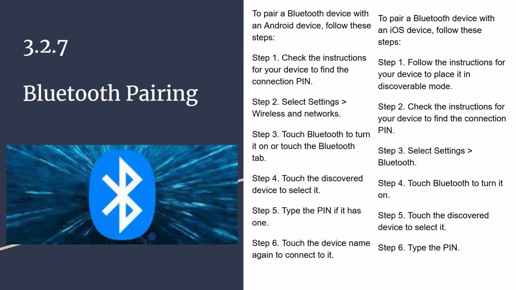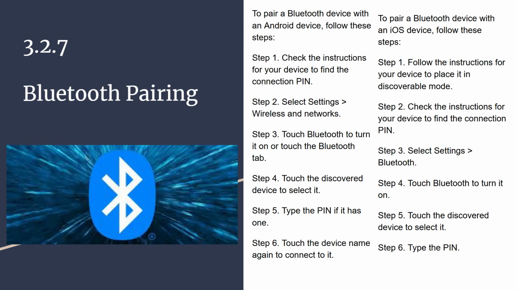Check the instructions to connect to a Bluetooth device. For Android, you have to check the instructions on your device to make sure it can connect. Select wireless networks and settings. Touch Bluetooth to turn it on, or touch the tab to make sure it is on. Touch the discovered device to select it. Enter a PIN if required, and then touch it again to connect to it.